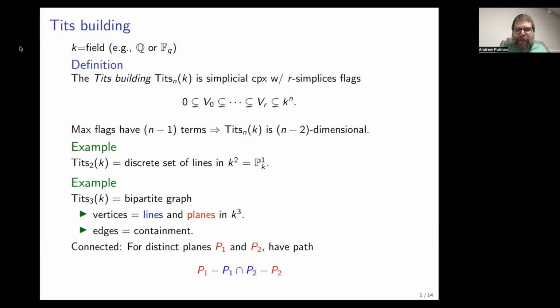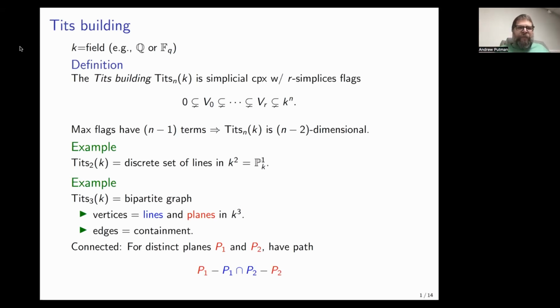It starts off at the plane P1, and then it goes to the line P1 intersect P2. P1 and P2 are both two-dimensional subspaces of K cubed, and so they intersect in a line, since I chose them distinct. So you have a path from P1 to P1 intersect P2, and then back up to P2. So this is a connected bipartite graph, but it's a very narrow graph. It has very small diameter. It only has diameter 2. So it's sort of squashed in there.